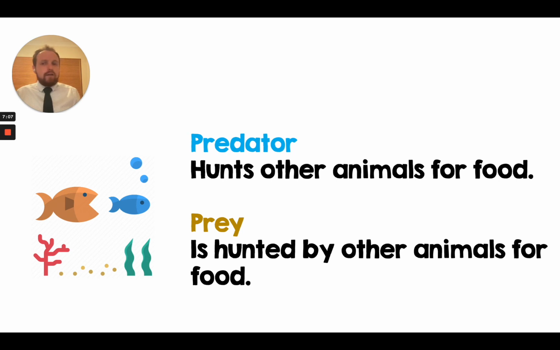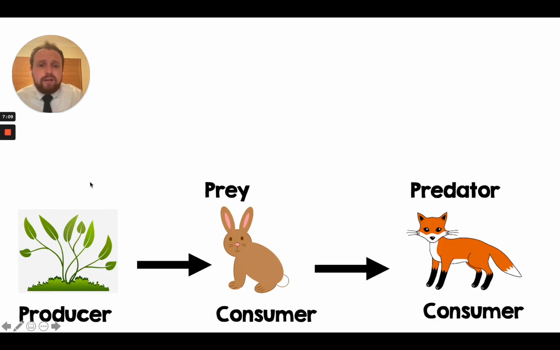Okay, so we covered quite a lot there. We've looked at producers, they're plants that create their own energy using the sunlight. We've looked at consumers. These are animals that get their energy by eating plants or other animals. We've got predators. These are animals which hunt other animals for food. And we've got prey, which are animals that are hunted by animals for their food. Okay? Producers, consumers, predator, and prey.